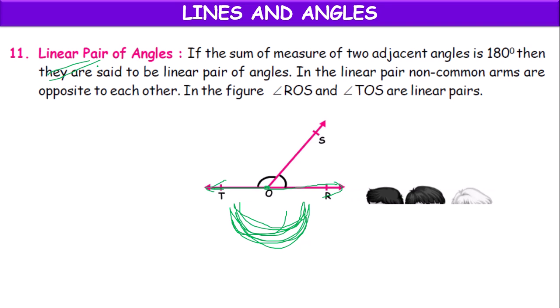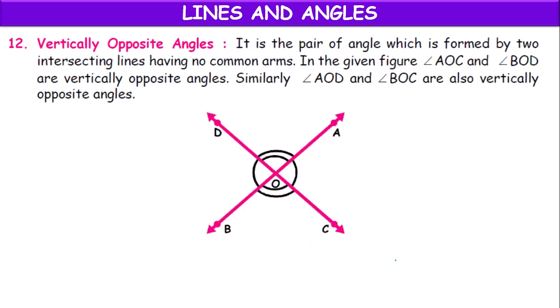Next, here ROS, this angle, SOT, this angle will make a linear pair. So their sum will be equal to 180 degrees. Next, vertically opposite angles.